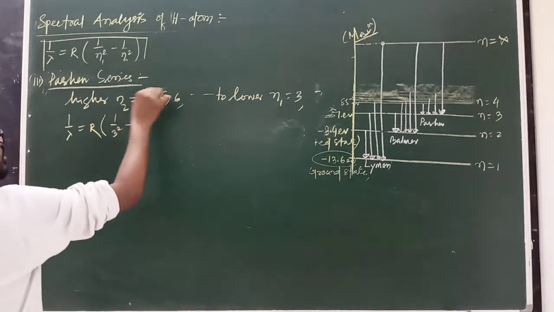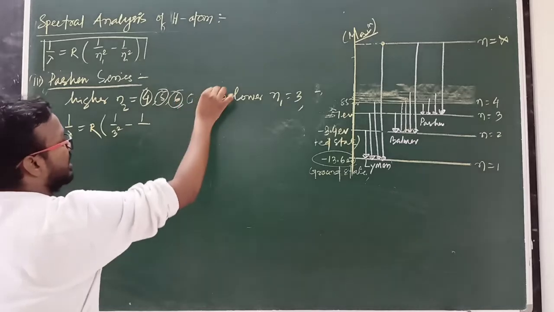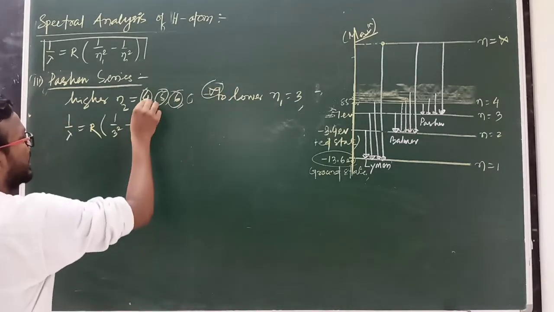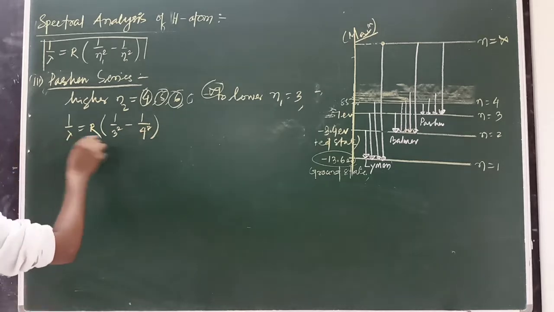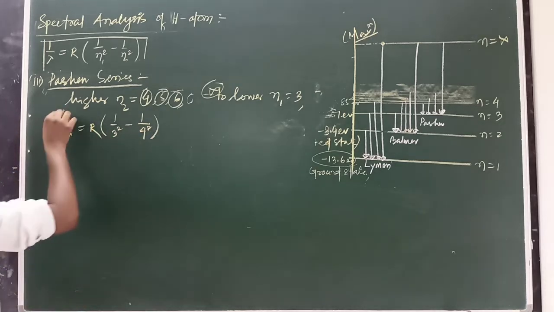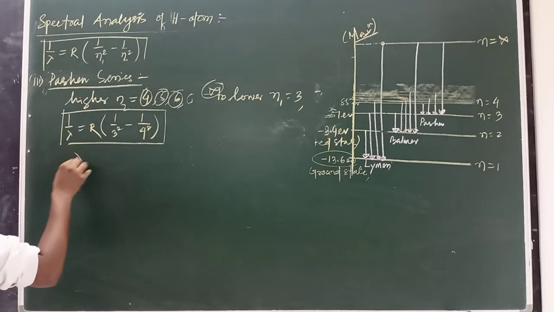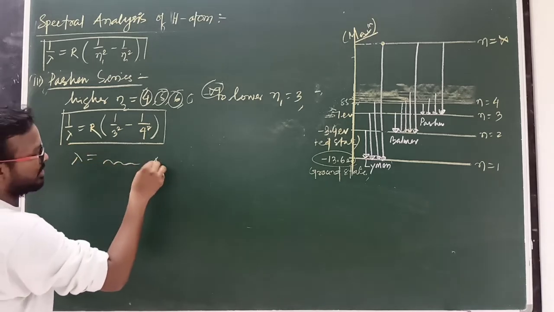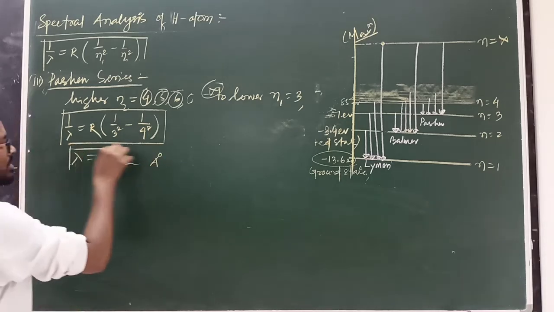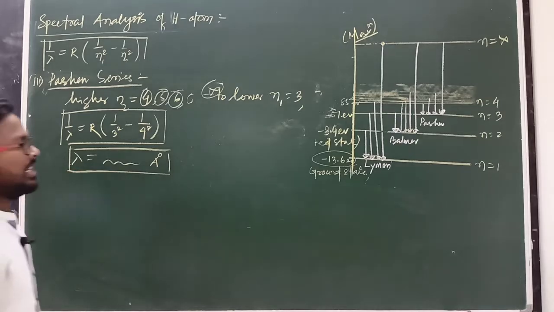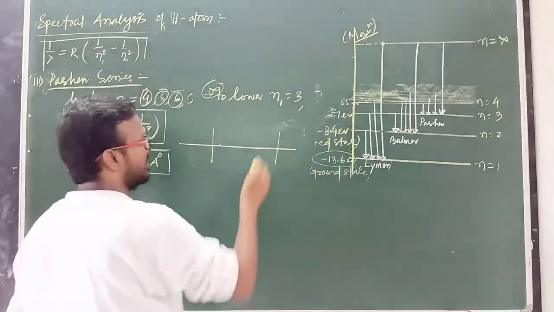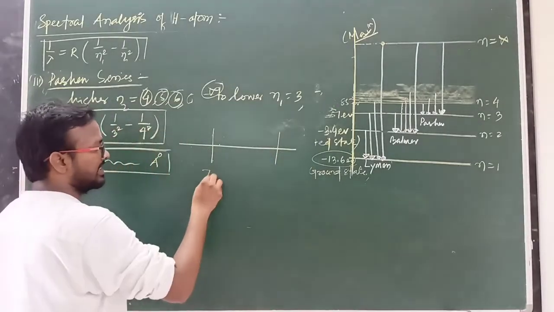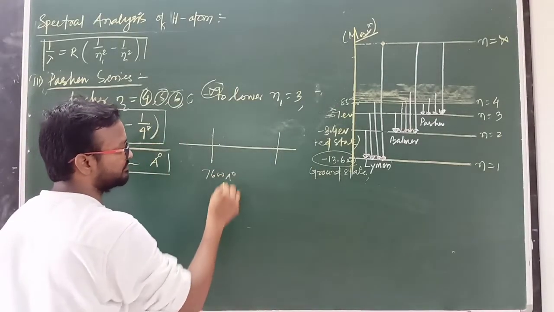You can use 4, 5, 6, 7 up to infinite. So I am writing here 4, that is 4 square. Clear? If you solve this relation, if you solve this wavelength, then this wavelength lambda, in terms of angstrom, lies in the visible region, and here the wavelength is 7600 angstrom.